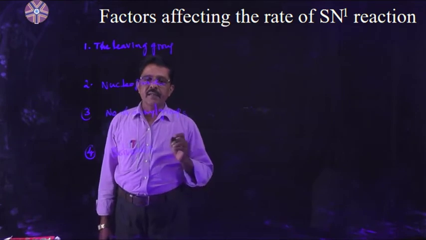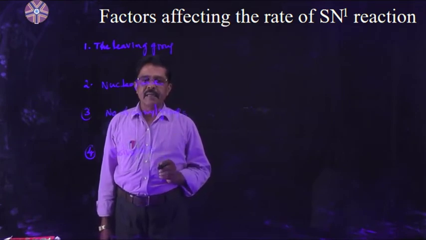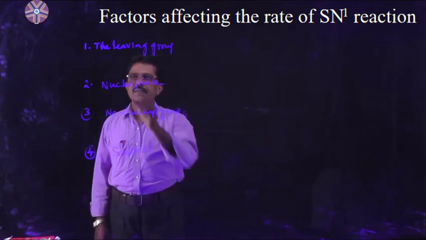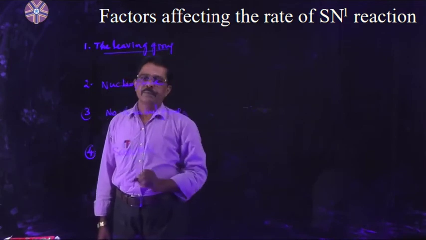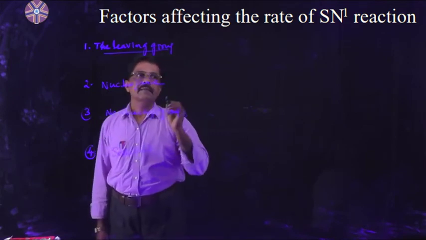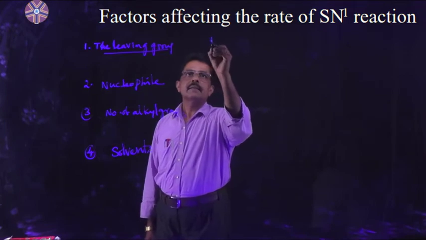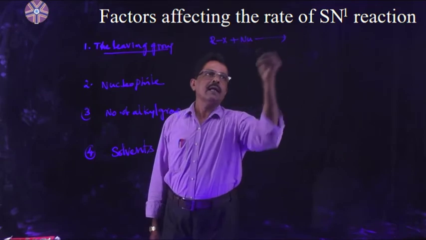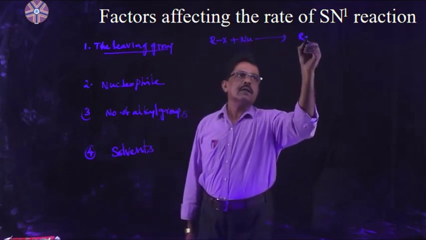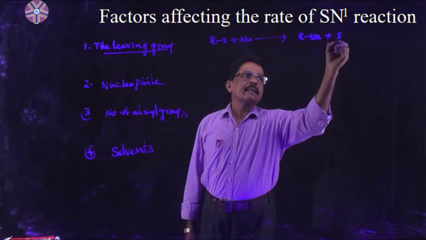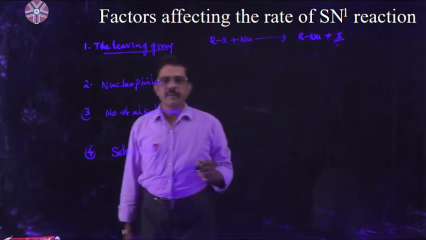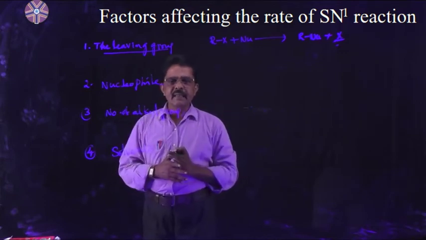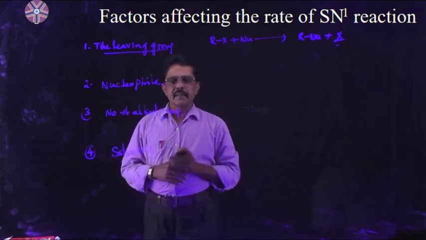Then the factors affecting the rate of SN1 mechanism. There are 8 factors. First factor is the leaving group. You know that alkyl halide reacts with a nucleophile and gives Nu plus X, where X is the leaving group. So if the leaving group size increases, that favors the SN1 reaction mechanism.